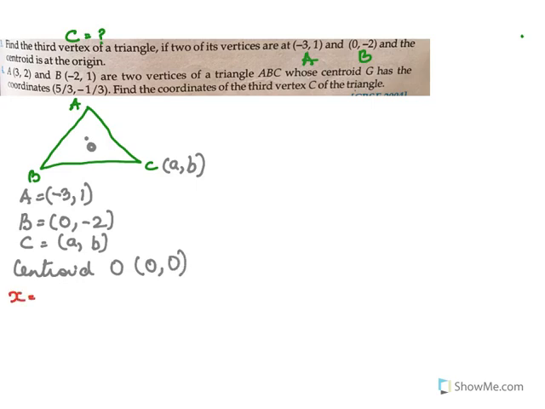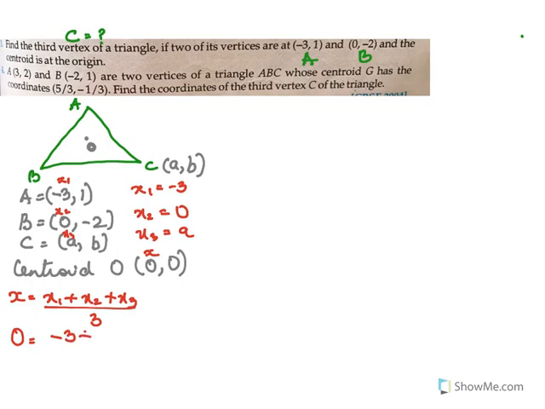We know x equals x1 plus x2 plus x3 divided by 3. Now who is your x? This is your x. This is x1, this is x2 and this is your x3. So your x1 is minus 3, your x2 is 0 and your x3 is a, and this is your x. So we put 0 equals minus 3 plus 0 plus a over 3. So 0 equals minus 3 plus a, so a equals 3. So we got one coordinate of this.